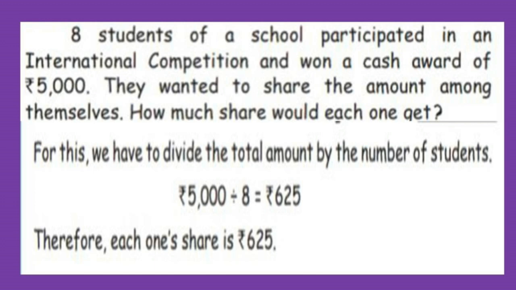Let us see how to do this calculation. For this, we have to divide the total amount by 8. The total amount is 5,000. If you divide it by 8, you will get the answer 625 rupees. Therefore, each student will get 625 rupees.